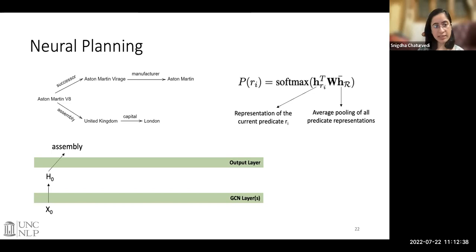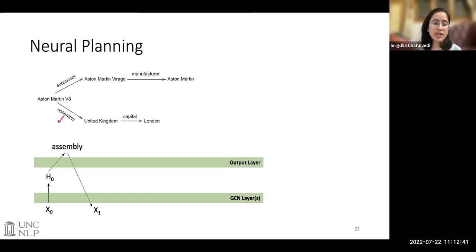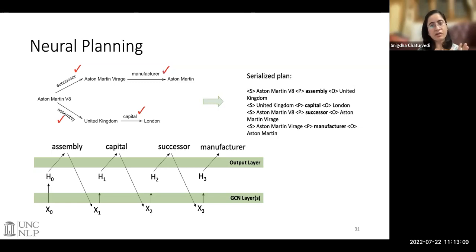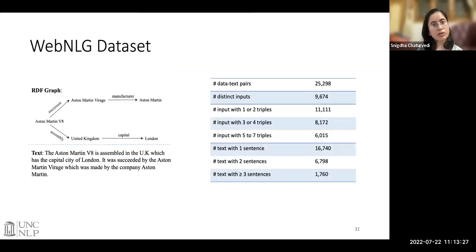Once we have chosen assembly as the first node, then we mark it with a special token and we redo this process. So we again consider all nodes, we consider their hidden representations, and then we choose a node from the remaining nodes. Let's say we chose capital, we mark capital as something that we have visited, and then we keep repeating this process until we have chosen all the nodes. By doing this process, you can see how we have obtained a serialized plan from the graph, where we have the order in which we want to mention the predicates: assembly, then capital, then successor, and then finally manufacturer. So this is a high-level description of our model.